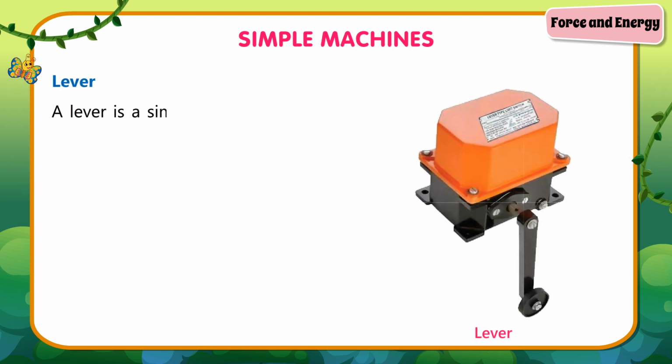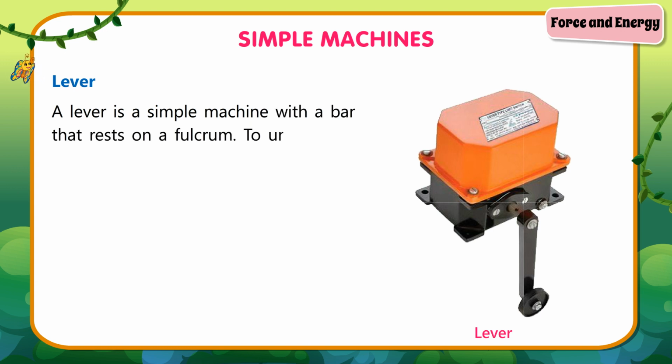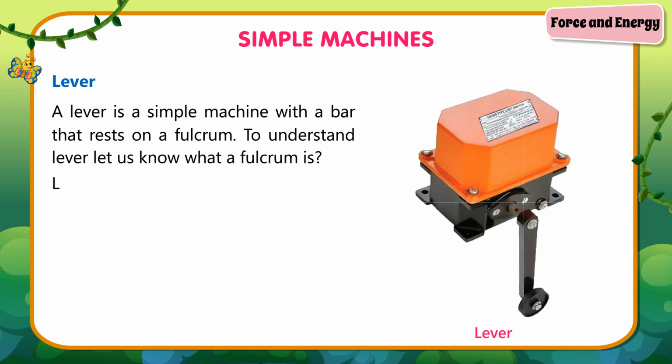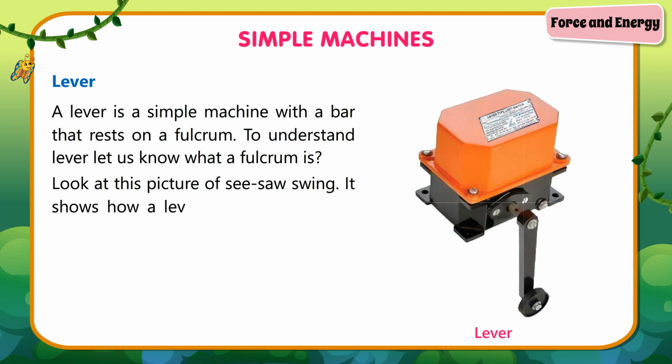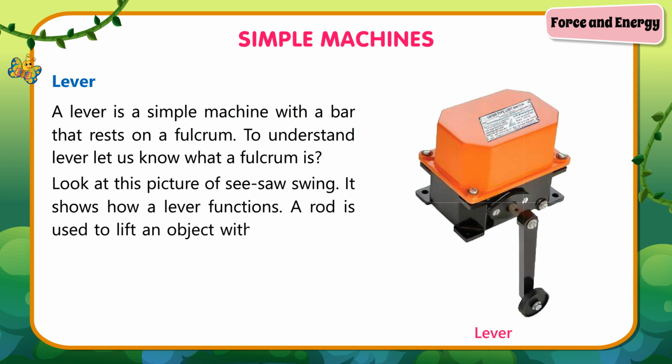Lever. A lever is a special machine with a bar that rests on a fulcrum. To understand a lever, let us know what a fulcrum is. Look at this picture of a seesaw swing. It shows how a lever functions. A rod is used to lift an object with a stone kept in between.